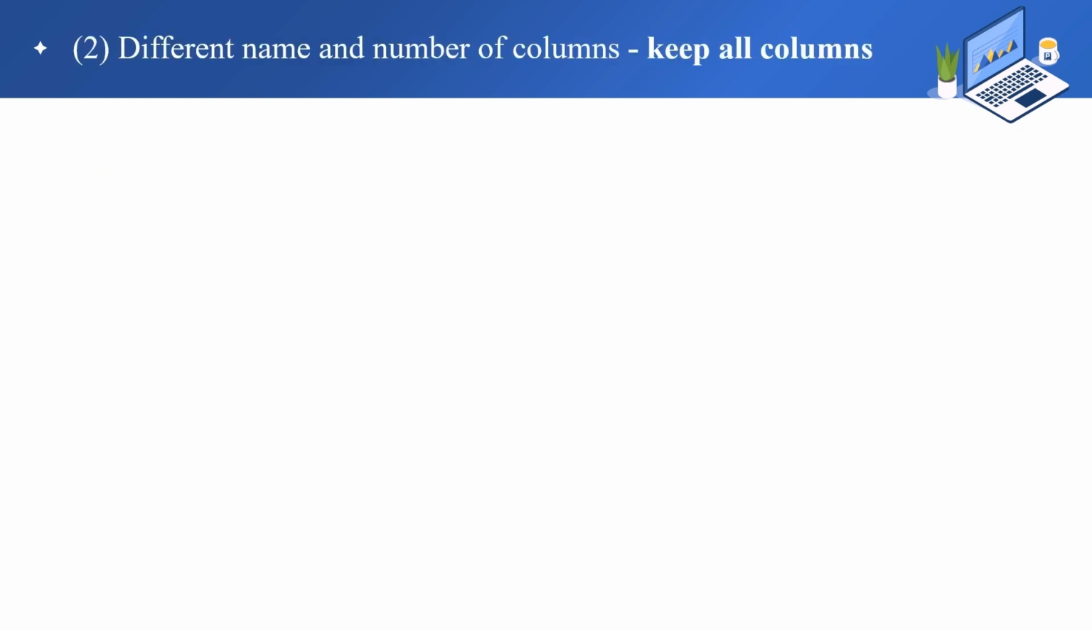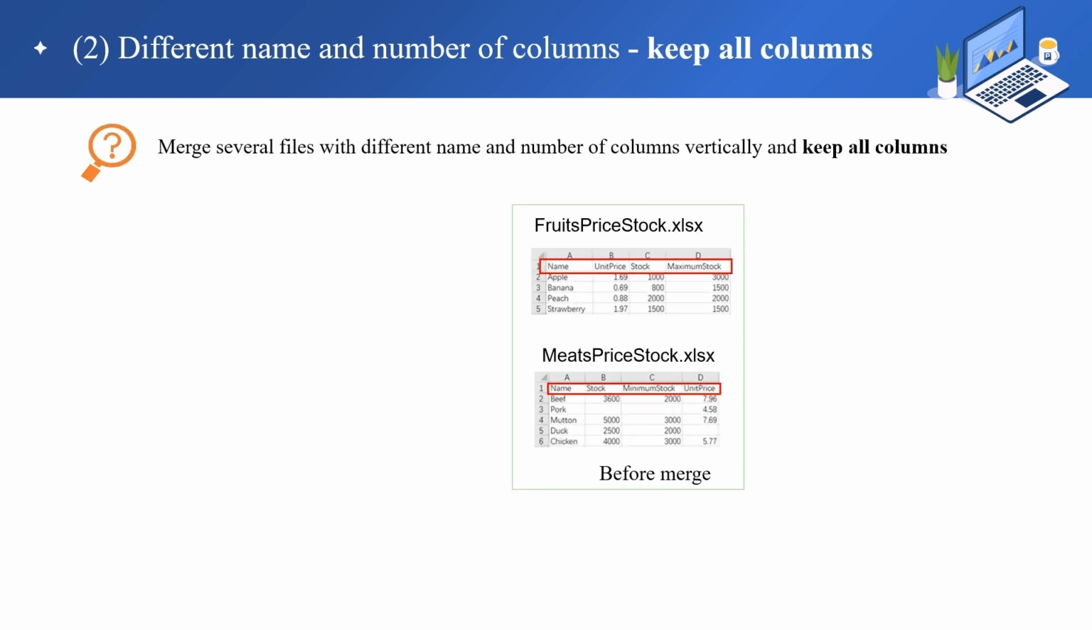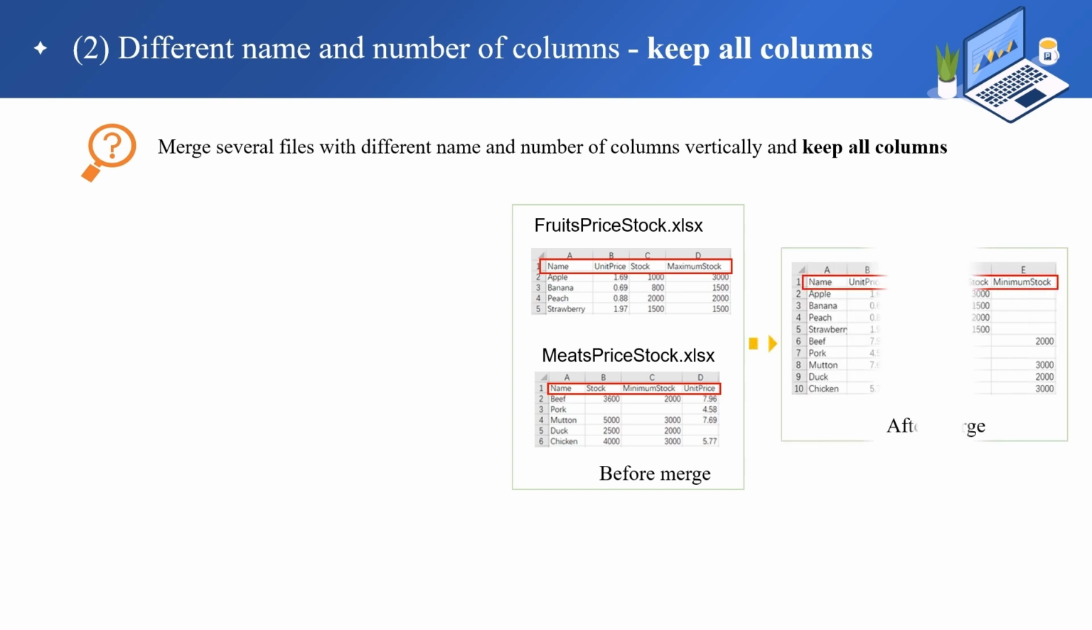2. Different name and number of columns. Keep all columns. In addition to merging files with the same column names, there are also situations where files with different column names are merged. For example, there are 2 Excel files. The first file contains columns name, unit price, stock, and maximum stock, and the second file contains columns name, stock, minimum stock, and unit price. The 2 files have some common and some different column names, and their columns are in different order. Now we need to merge these 2 files and keep all columns.